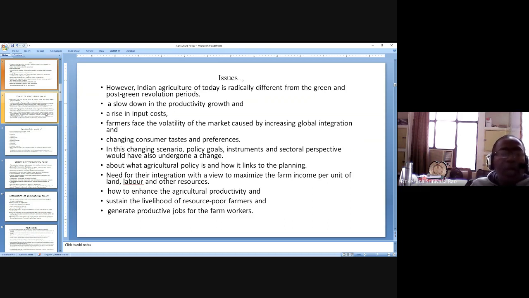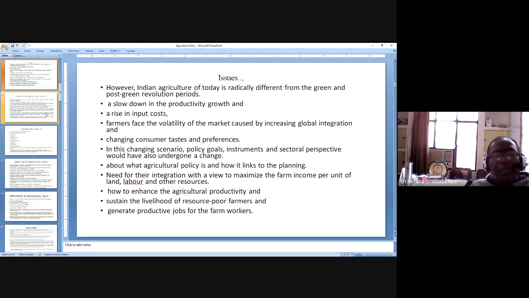Okay. How to enhance agriculture productivity, sustain the livelihood of resource poor farmers, and generate productive jobs for the farm workers. So these are the outcomes. We can see that agriculture policy will try to contribute towards these three aspects. One is agriculture productivity, how it can be enhanced, and how to sustain the livelihood of resource poor farmers, because the rest of the farmers can sustain their livelihood on the basis of their resources.